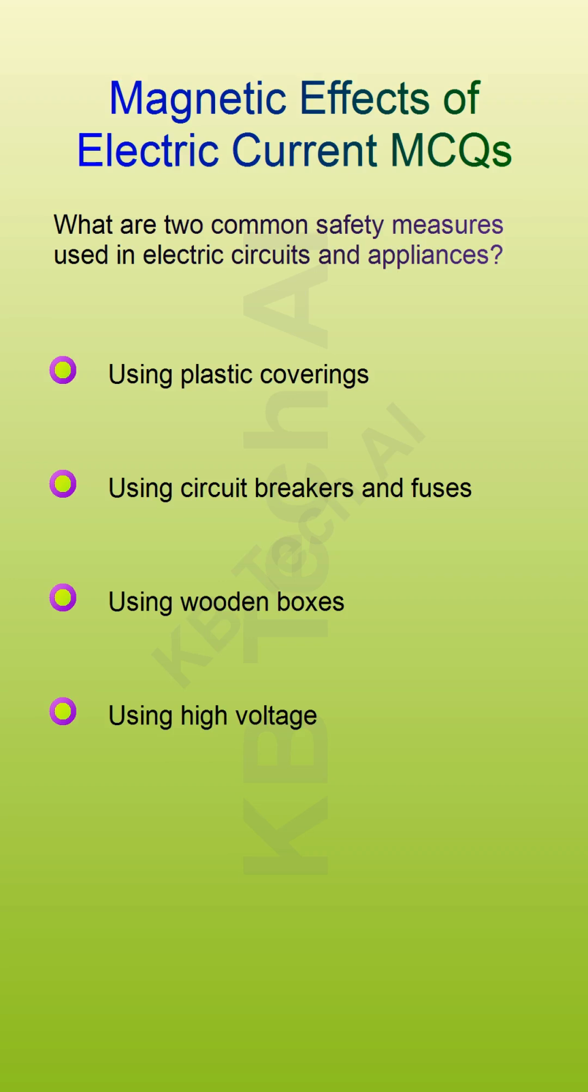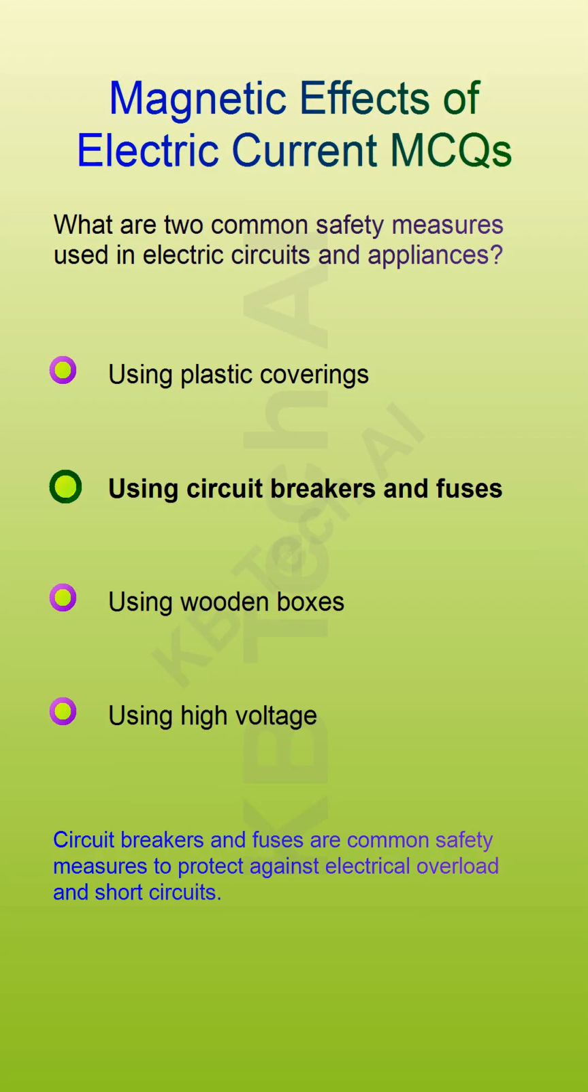What are two common safety measures used in electric circuits and appliances? Option 1, using plastic coverings. Option 2, using circuit breakers and fuses. Option 3, using wooden boxes. Option 4, using high voltage. The answer is, Option 2, using circuit breakers and fuses.